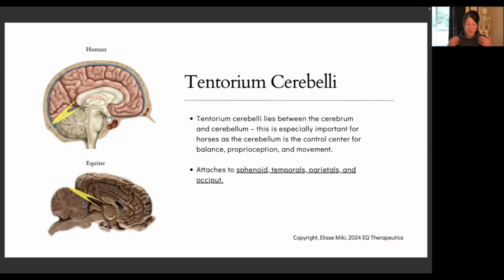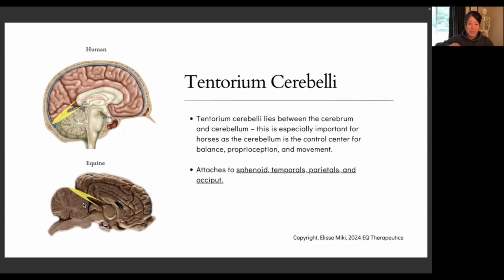As we know, horses are a prey animal, and movement and balance are among the most important responses that a horse may have. So when we get dysfunction through the cranium or perhaps within the membranes, we can easily see how balance and proprioception may be affected, right?